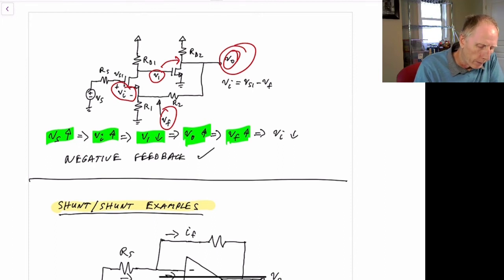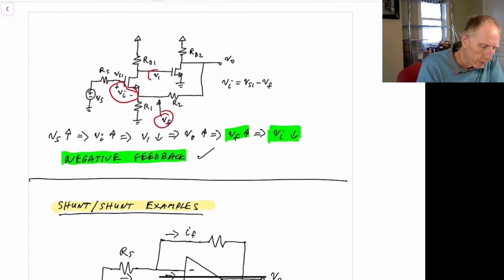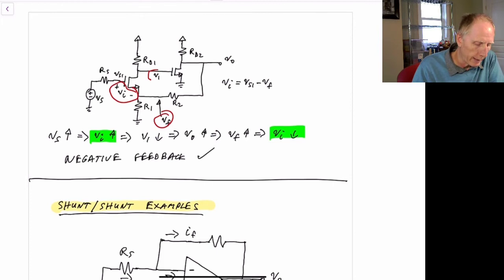Now the final part is that we're at V sub f going up, but the gain from V sub f to V sub I, we'll see that that is actually going down. Because V sub f goes up, that's going to reduce V sub I, and the input voltage will go down. And so we do have negative feedback around here because, as before, V sub s going up results in V sub I going down, so there's negative feedback.